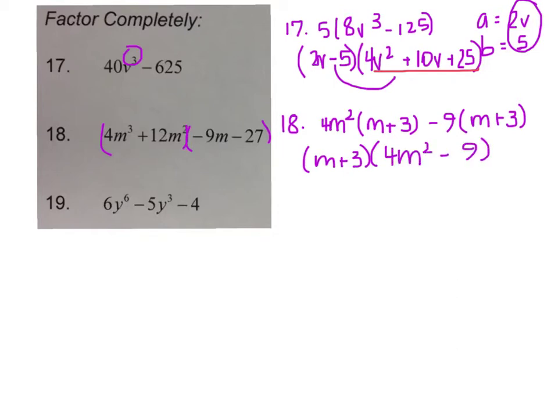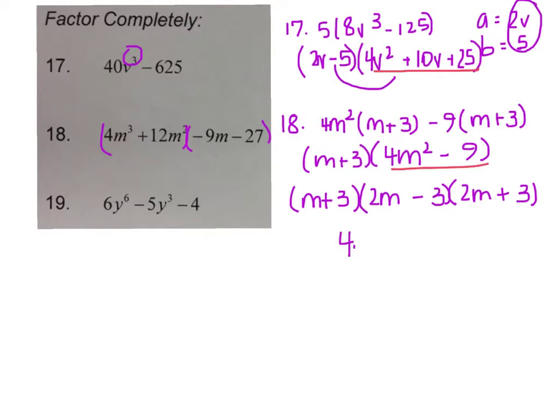Okay, you should recognize this as the difference of squares. So I'm going to have m plus 3. 4m squared is 2m times 2m. 9 is 3 times 3, one plus, one minus. Now, if you don't remember that, you're missing the middle term, so you really could rewrite it like this and do the whole multiplying, find the pair that adds to 0, but the pattern is way easier than doing all that work.